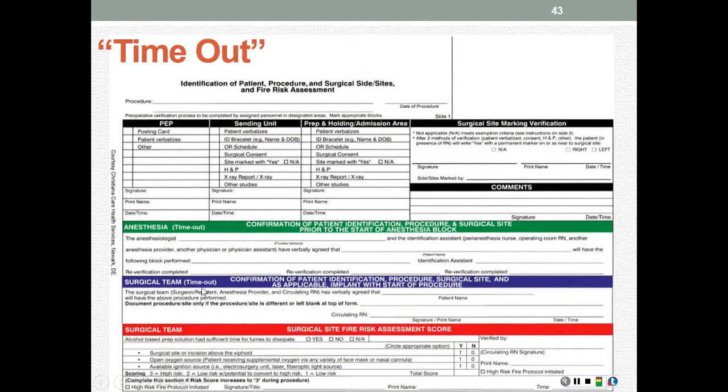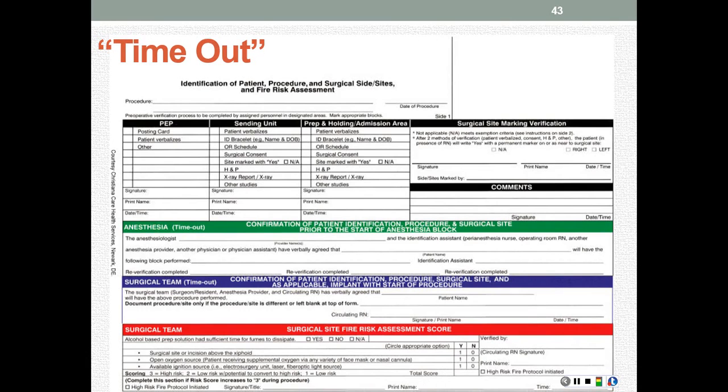And then the surgical team does a timeout prior to the start of the procedure. This is when they're in the room. And then this is looking at some safety, fire. You've always got a risk of fire in the OR. So timeouts, they have to be done.